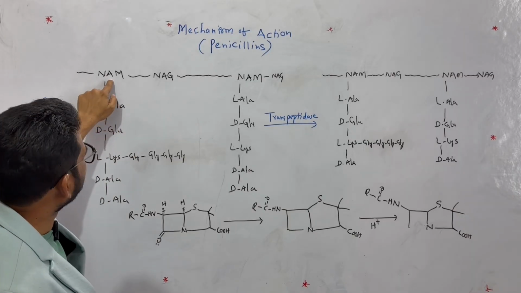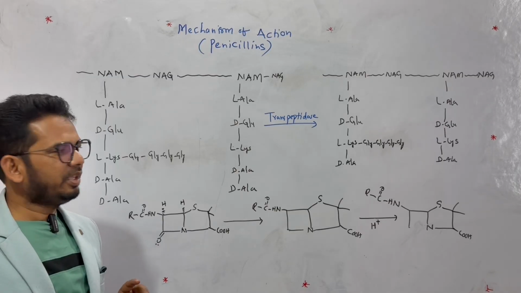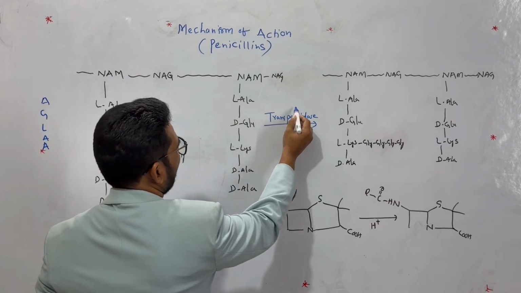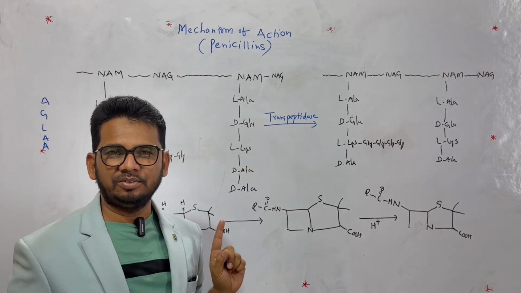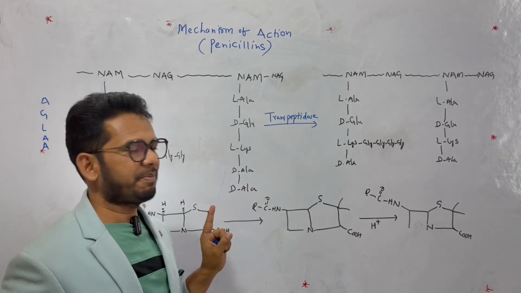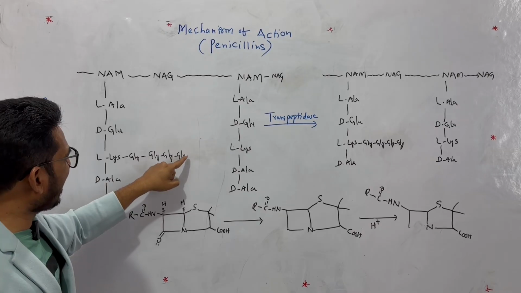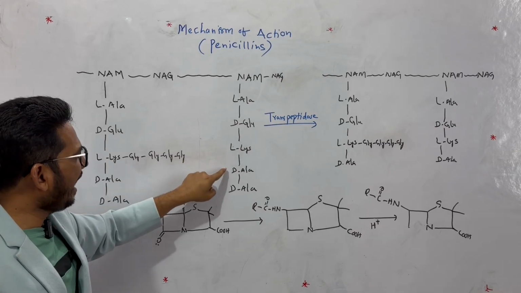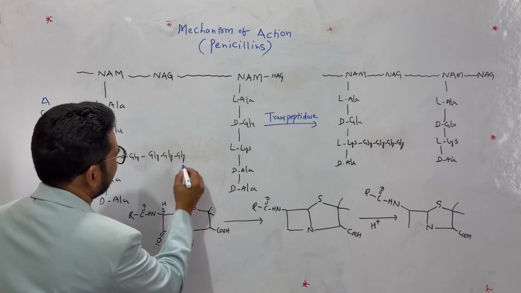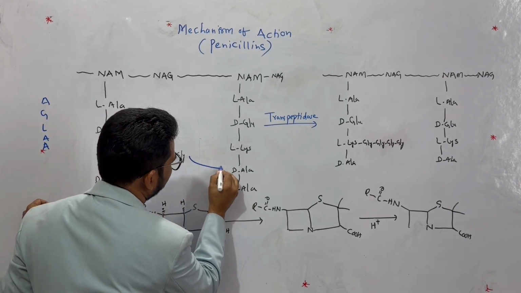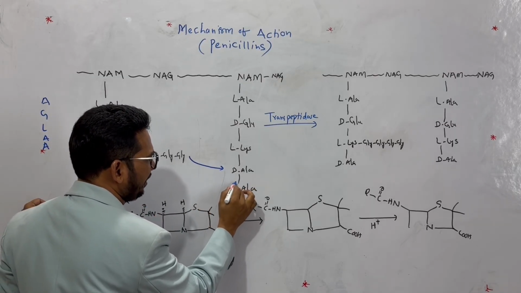And where is it present? It is present on the N-acetyl muramic acid. Now see, this enzyme plays the vital role. Which enzyme? Remember the name: transpeptidase. This transpeptidase forms the cross linkage between this and this D-alanine. For example, see, it is coming to the D-alanine, and this bond has to break.